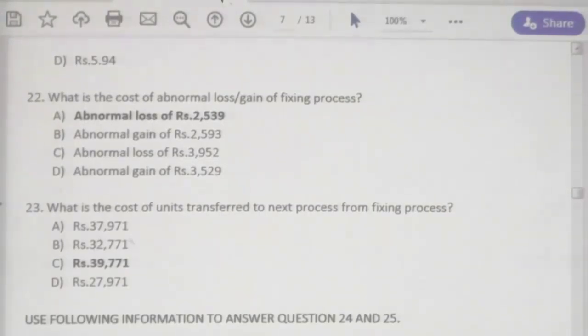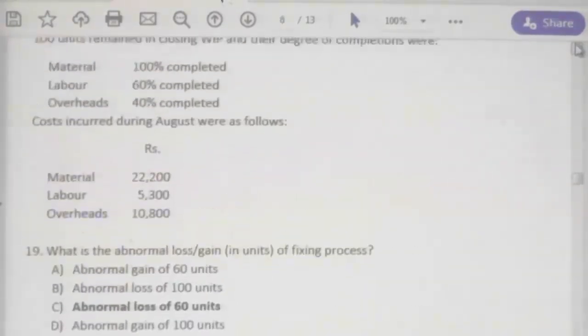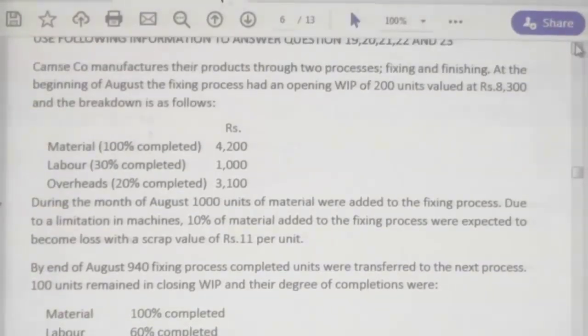Now they have given us a hint, that is we have to use weighted average method to prepare this process account. Therefore, let's read this and let's prepare the process account. Based on the process account, you can easily answer the question. Kamsi and Kamsi company manufacture their product through 2 processes, fixing and finishing. At the beginning of August, fixing process had an opening work in progress of 200 units valued at 8,300, and the break even is as follows.